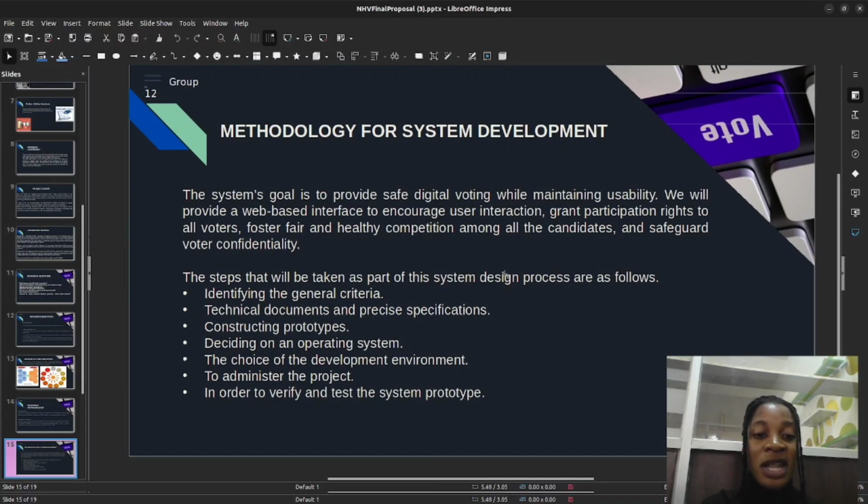We shall have deciding on the operating system to use, whereby we have decided to use Linux. Then you have the choice of the development environment, administer the project. In order to verify and test the system prototype, we shall use GitHub.